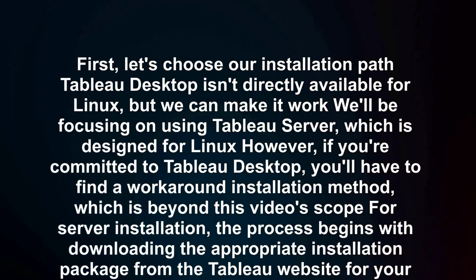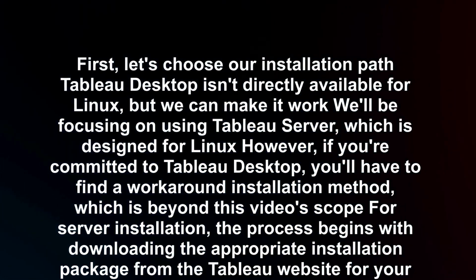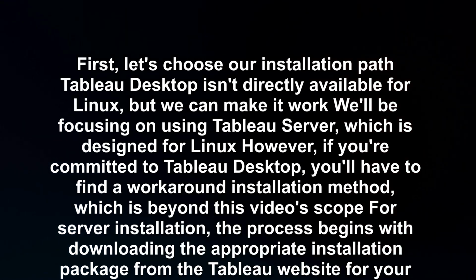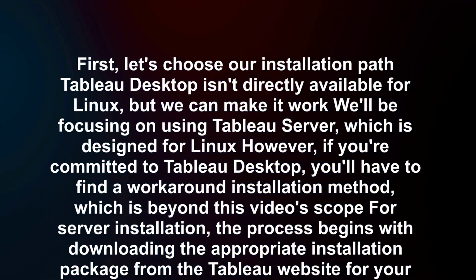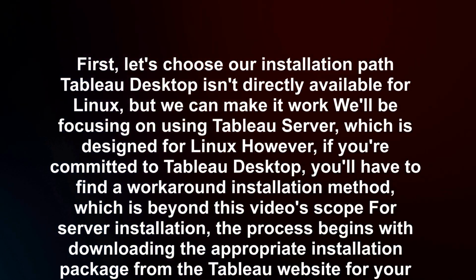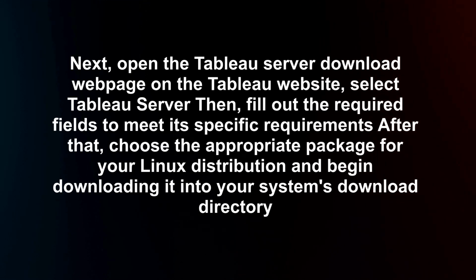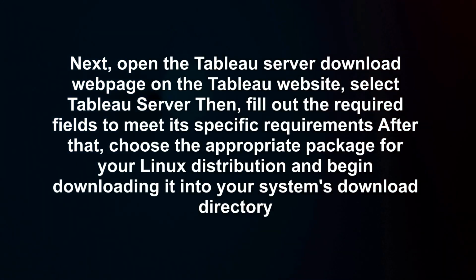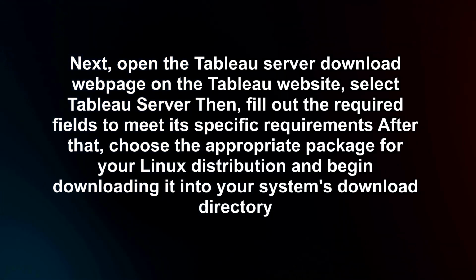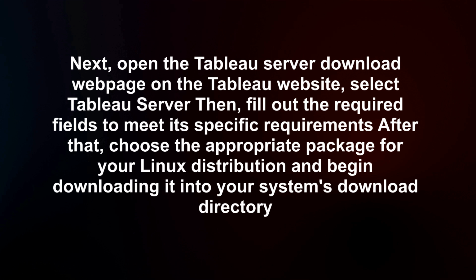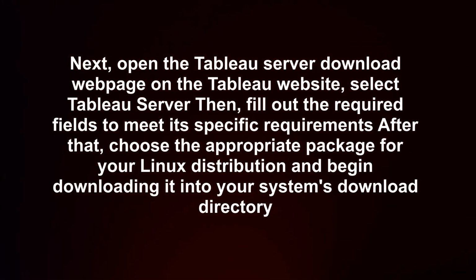scope. For server installation, the process begins with downloading the appropriate installation package from the Tableau website for your Linux distribution. This might be a RPM file for Red Hat-based systems or a DEB file for Debian, Ubuntu. Next, open the Tableau Server download webpage on the Tableau website. Select Tableau Server, then fill out the required fields to meet its specific requirements. After that, choose the appropriate package for your Linux distribution and begin downloading it into your system's download directory.